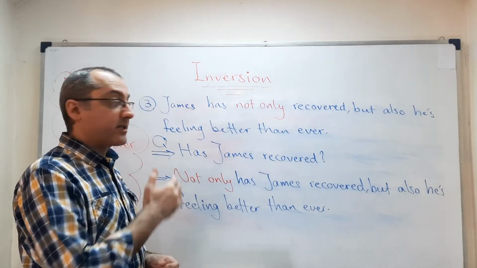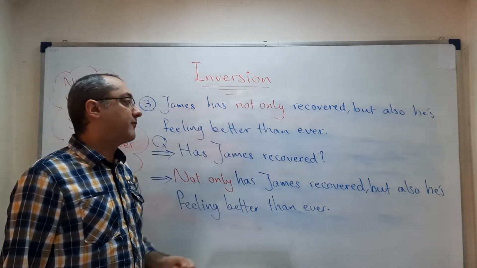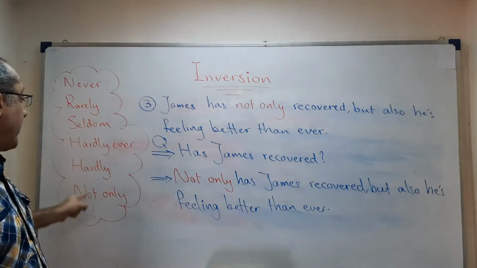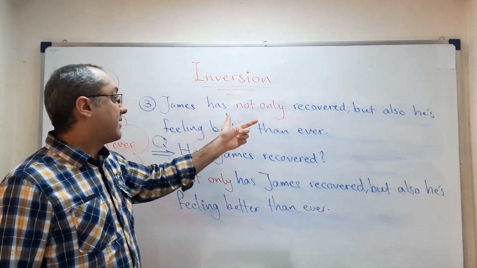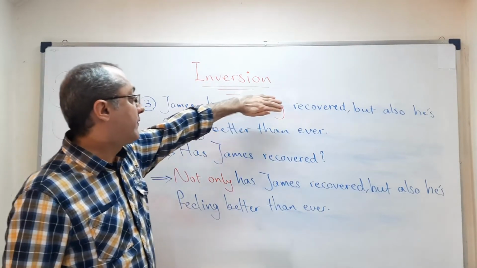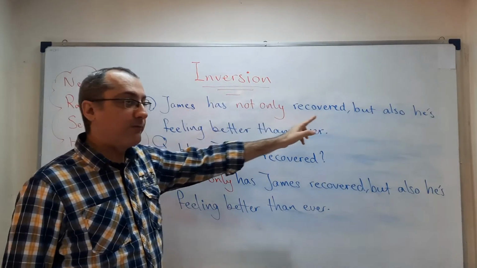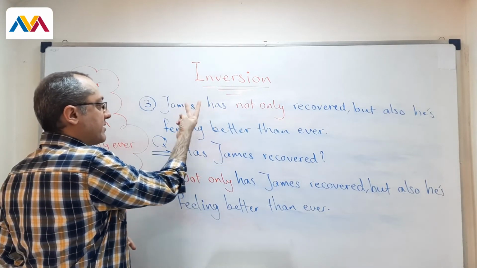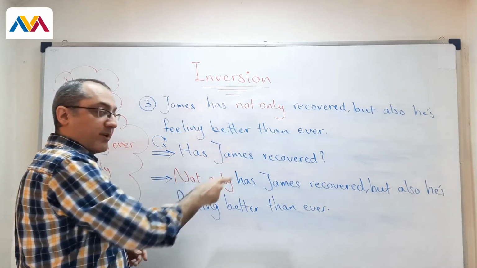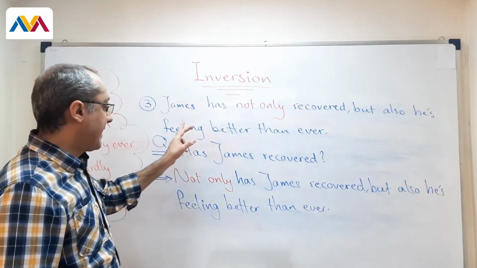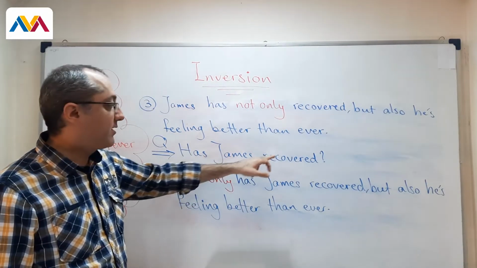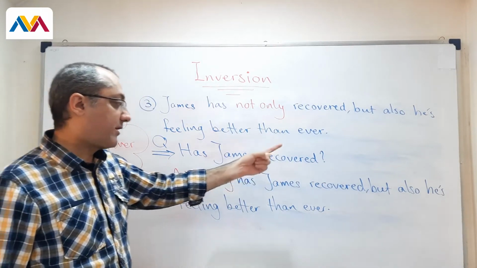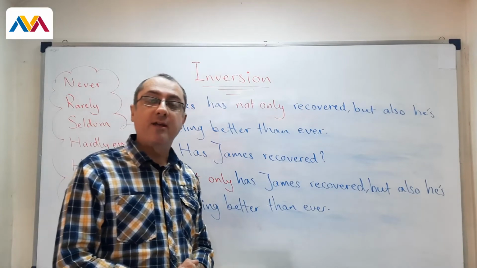Okay, here is our next example. James has not only recovered, but also he's feeling better than ever. As you can see, not only, one of our negative elements, is used in this sentence. So I remove it from the sentence, then I have: James has recovered. To change James has recovered into a question, I just need to change the positions of James and has. Has James recovered? And now I take not only to the beginning of this question and I remove the question mark because it's not going to be a question. Not only has James recovered, but also he's feeling better than ever.